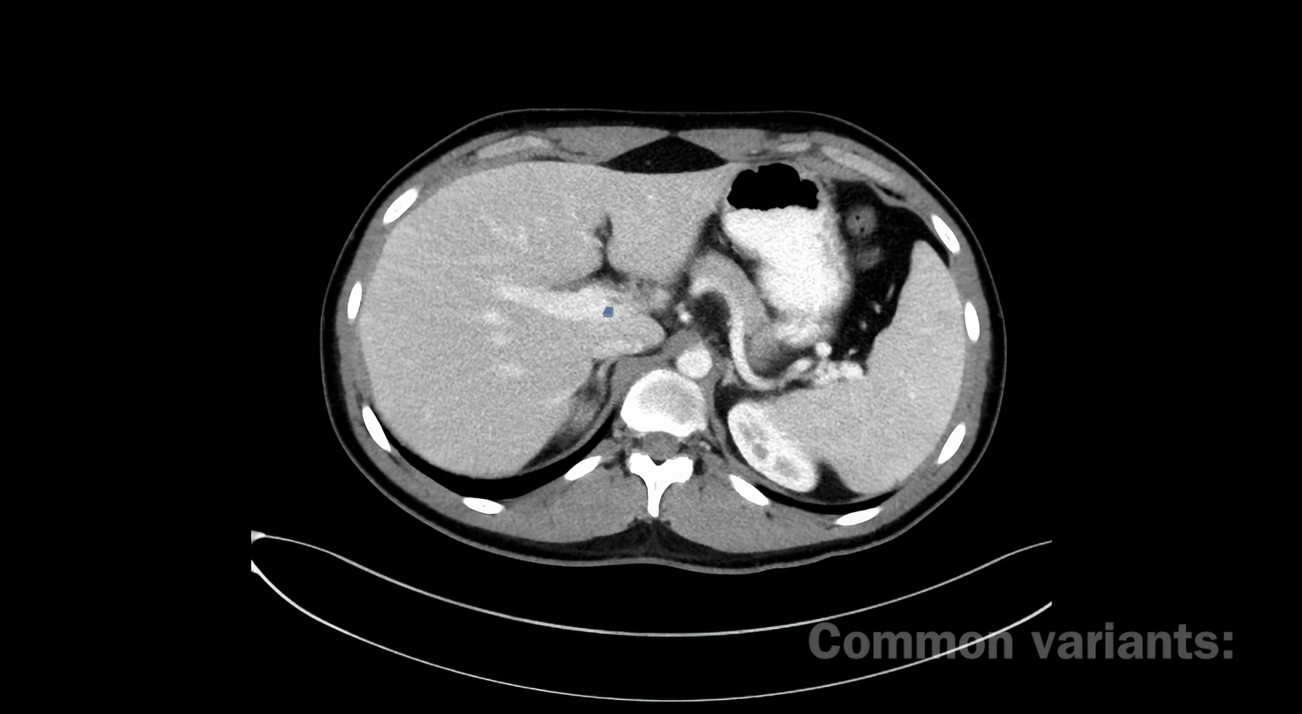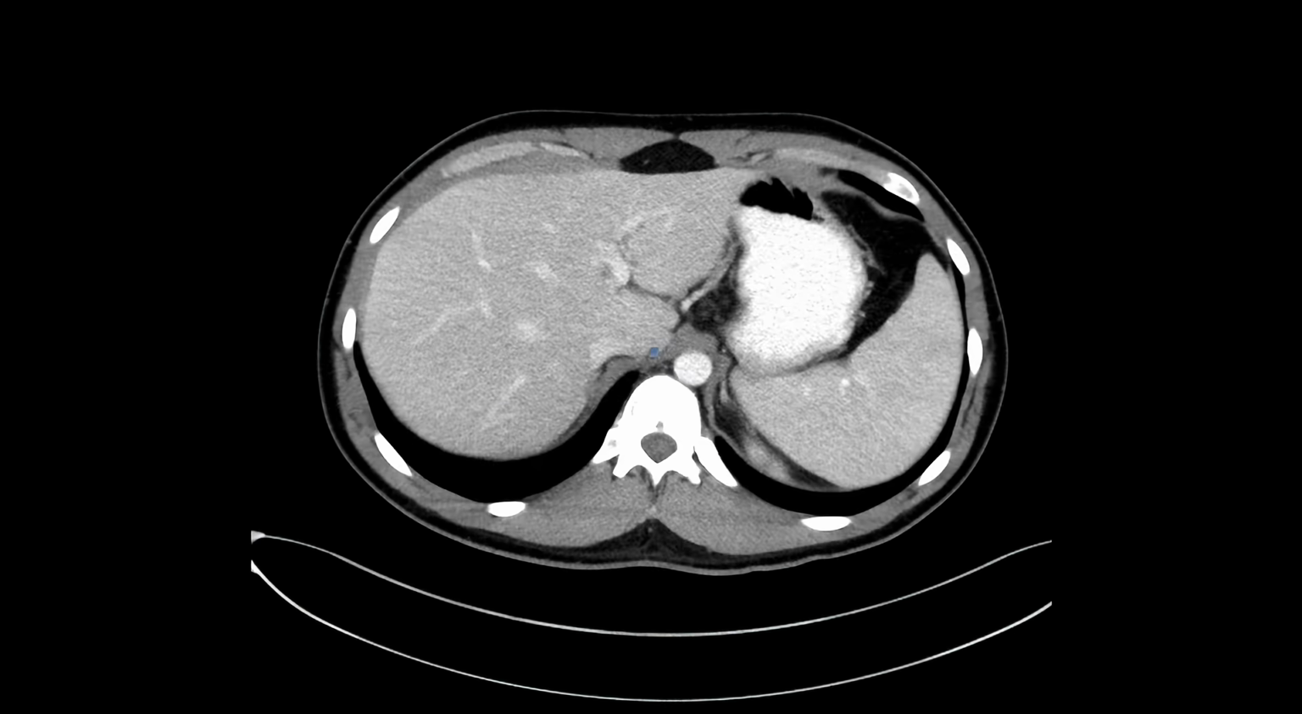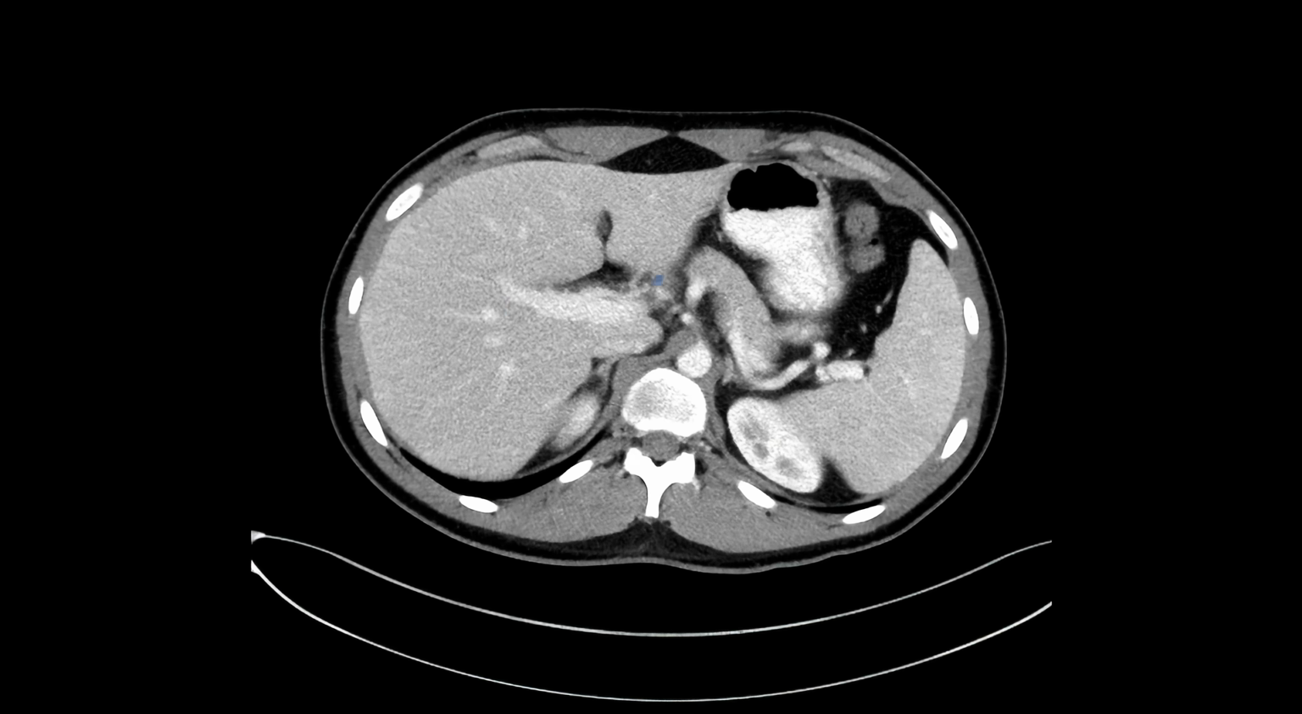Common variants include a trifurcation where the right anterior, right posterior, and left all come to the same point, or the right posterior vein coming off early or coming off first. That's also known as the Z-type configuration of the portal vein. If you're starting off and this is early on, don't worry, just remember this is the portal vein and it splits into right and left.